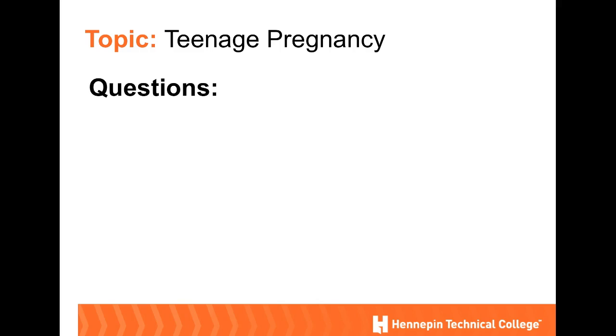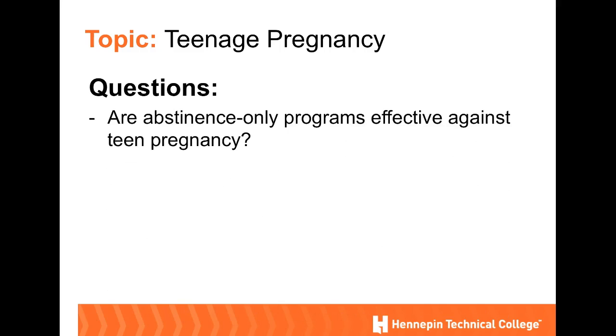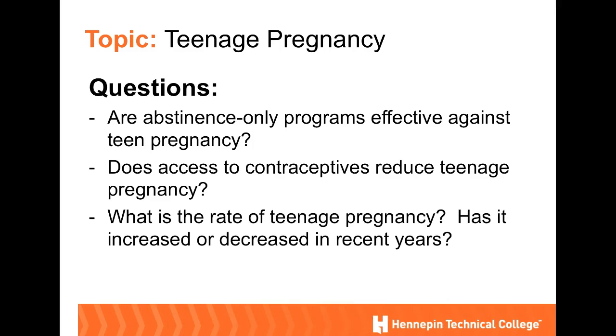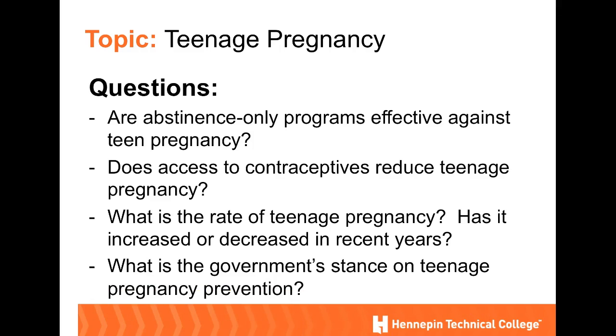One way to do that is to think about questions that I have about this topic. So I can say, are abstinence-only programs effective against teen pregnancy? Does access to contraceptives reduce teen pregnancy? What is the rate of teen pregnancy? Has it increased or decreased in recent years? And what is the government stance on teenage pregnancy prevention?